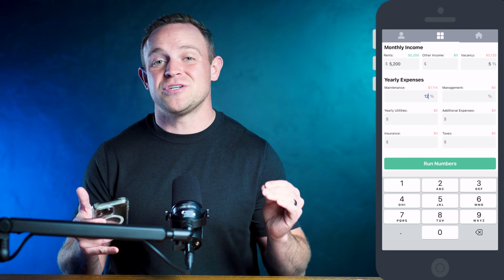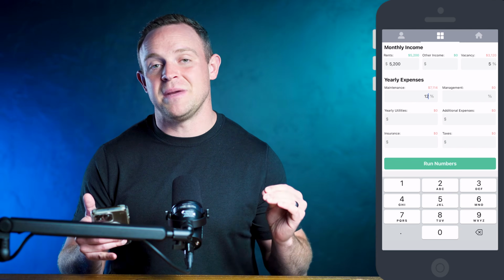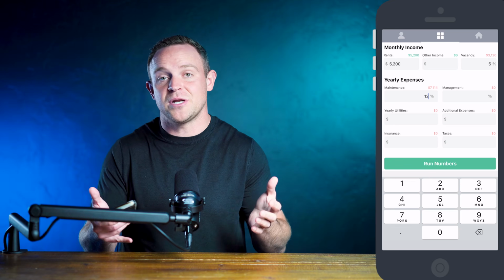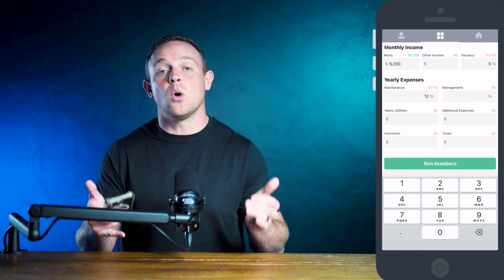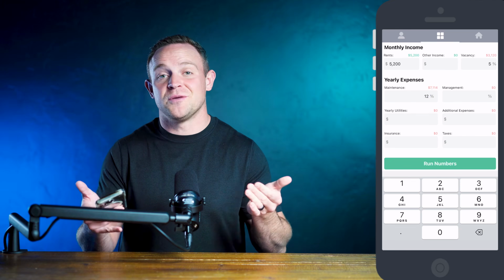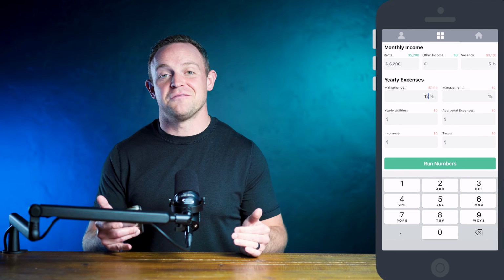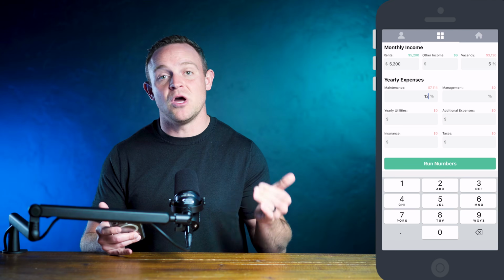So I would make sure to never do less than 12% on maintenance, but also talk to your management company about your particular property and see what they think that's going to be, and make sure you hold them accountable. Because if they tell you it's going to be lower and then it ends up looking higher for the area, you want to get that dialed in so you know what to expect.